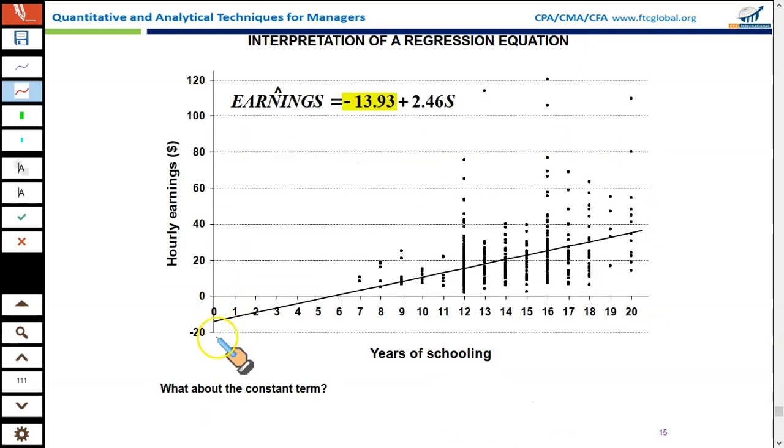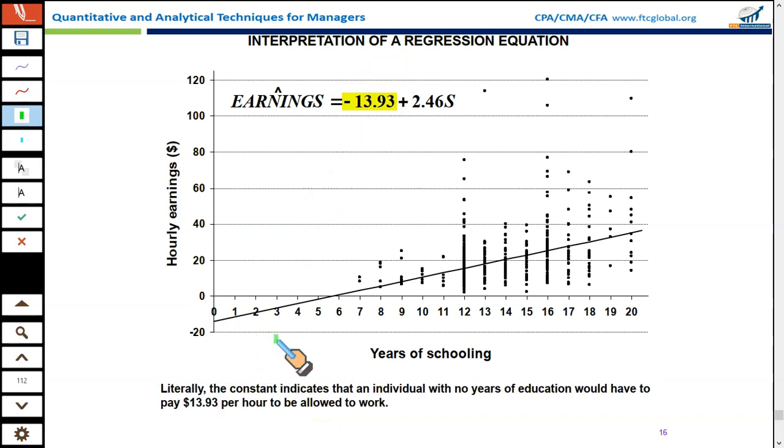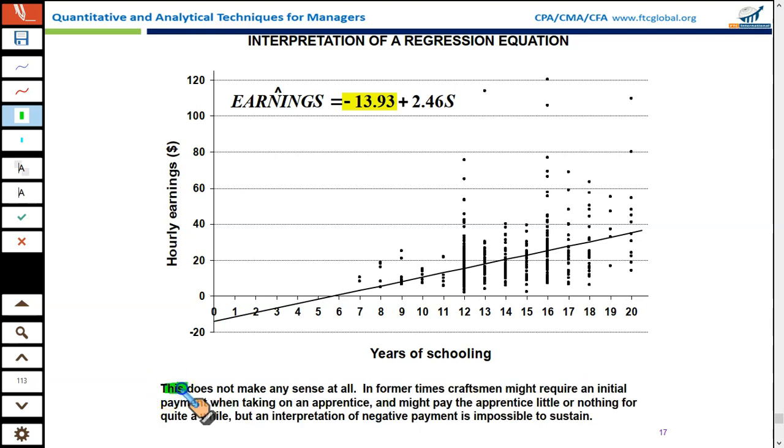This is interesting. This negative 13.93, what does it mean? It says that a person who has no education, with no years of education, would have to pay 13.93 per hour to be allowed to work. That doesn't make any sense at all. Why would you pay someone to get work? An interpretation of negative payment is impossible to sustain. I mean, you don't pay to get work unless you are paying a bribe.